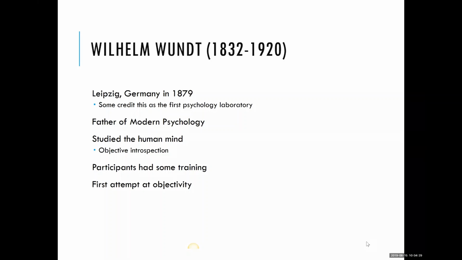So Wilhelm Wundt, and there's his pertinent dates, created his laboratory in Leipzig, Germany, in the late 1870s. And most credit this with the first actual psychology laboratory, the first real, genuine attempt to turn psychology into something that appeared scientific. So he's often credited as the father of modern psychology. It's true that there were other people doing other work contemporary to him, but he gets a lot of the credit. He was interested in studying the human mind by a process called objective introspection.